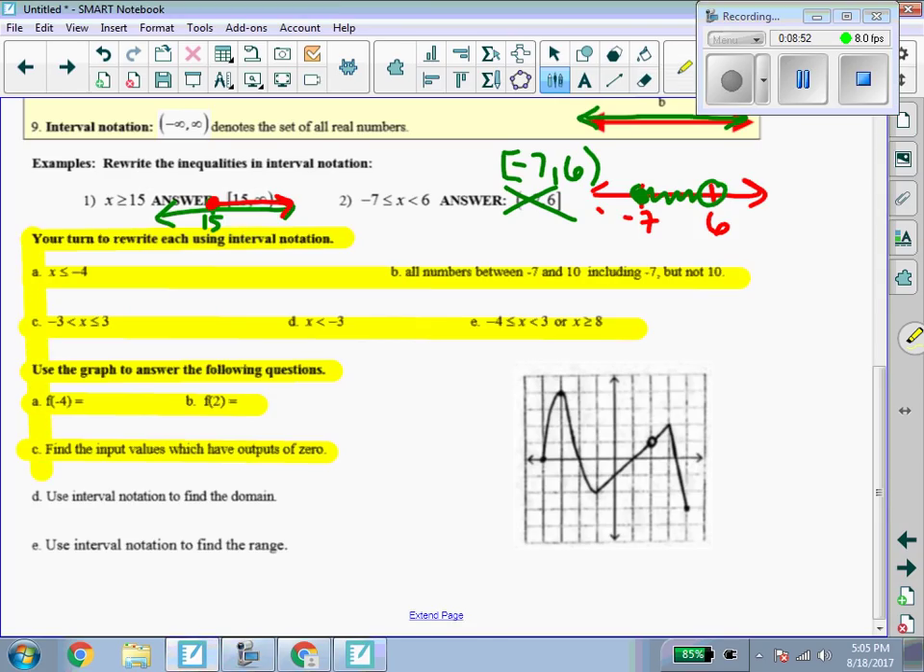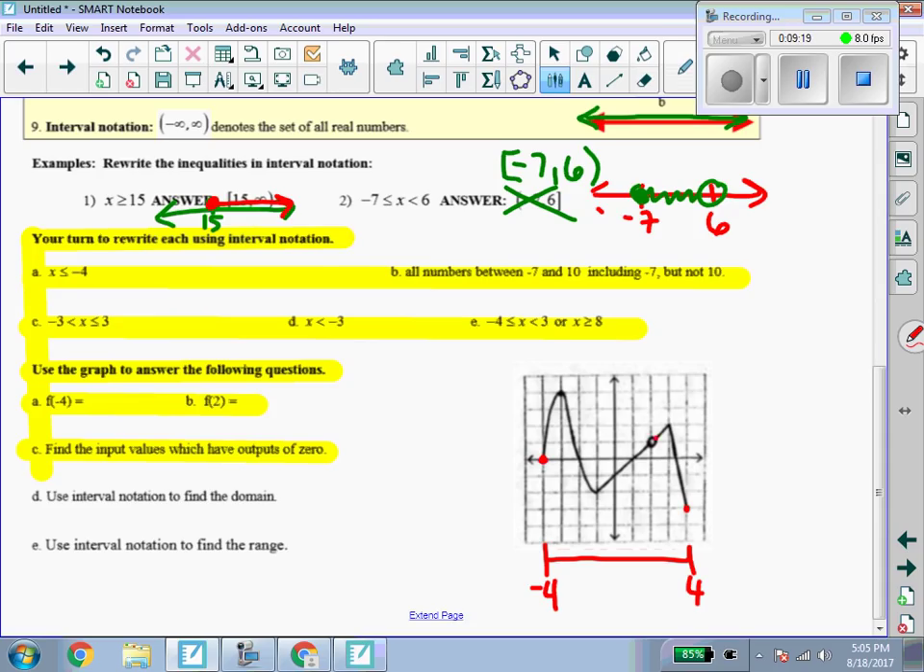here. And then for the next part, it says use interval notation to find the domain. So this is what we were talking about in the last one. Remember, the domain is all possible x values. So your x values go this way on your graph. So notice if we were to look at this graph, it looks like we're going from -4 and it's going all the way to 4. Because this point right here is an x value that's the highest and lowest.